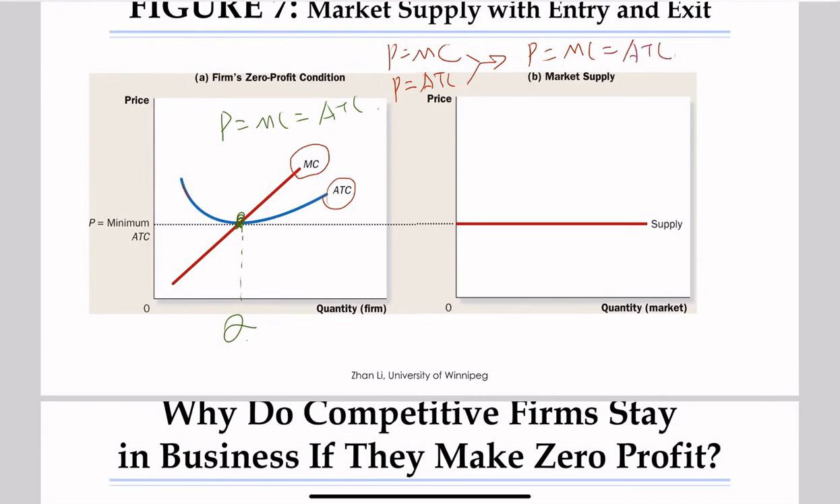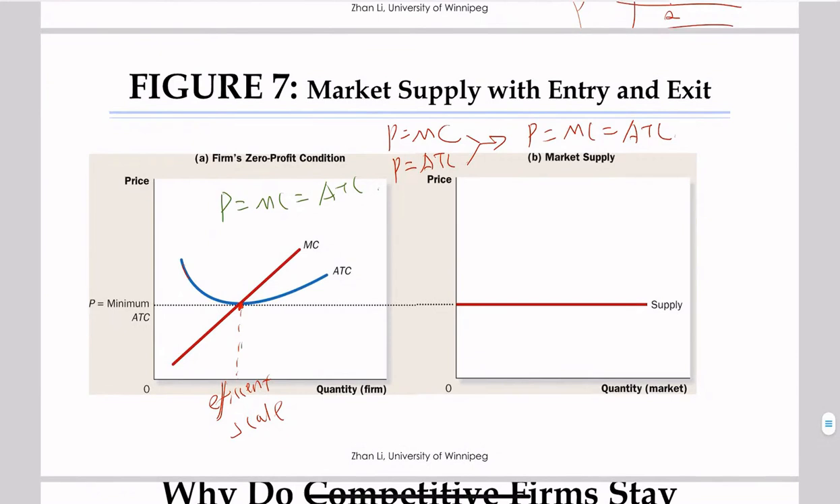And if we look at the picture on the left-hand side, you can see that this implies the quantity will be determined by the intersection of the marginal cost curve and the average total cost curve. Right? So this is essentially the efficient scale. We have learned the definition of the efficient scale, which is the quantity level minimizing the average total cost. So under a competitive market, firms are very efficient. Firms are producing at the lowest average total cost. Right? Now, let's look at the picture on the right-hand side.